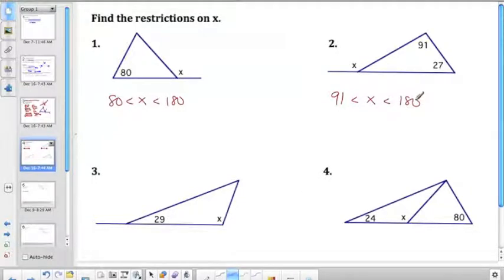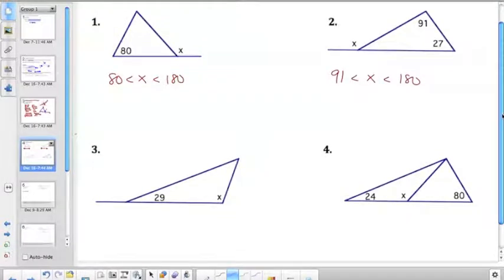In problem number 3, x is an interior angle this time. The exterior angle in this picture will be the one that is supplementary to 129. So this is 151. So we know that the 151 as an exterior angle must be bigger than x, which is a remote interior. So we know that 151 has to be bigger than x. And x just has to be bigger than 0.